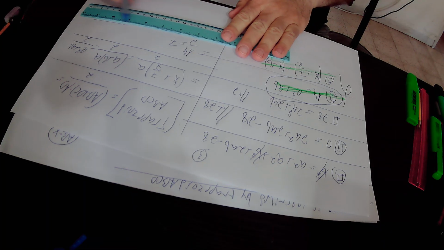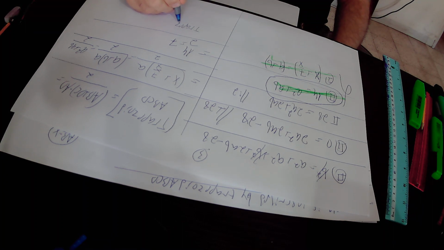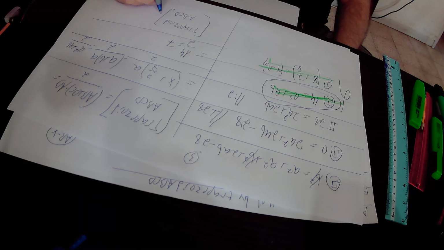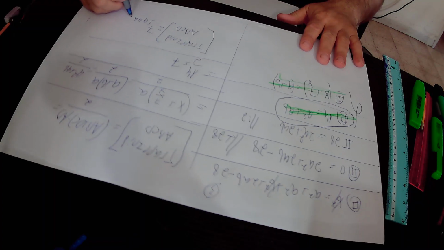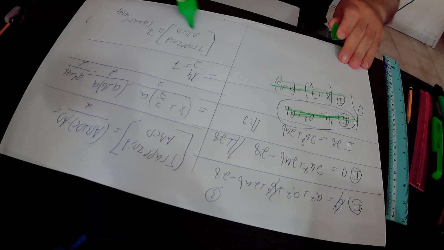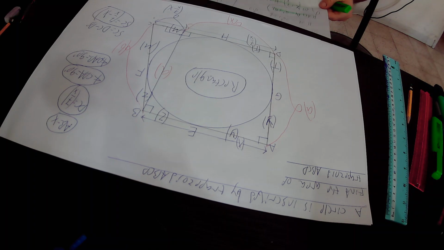In conclusion, the area of trapezoid ABCD is equal to 7 square units. Repeat again: the area of this trapezoid ABCD equals 7 square units. In the next step, I will present to you the second question.